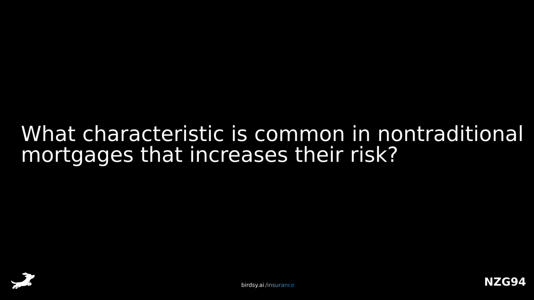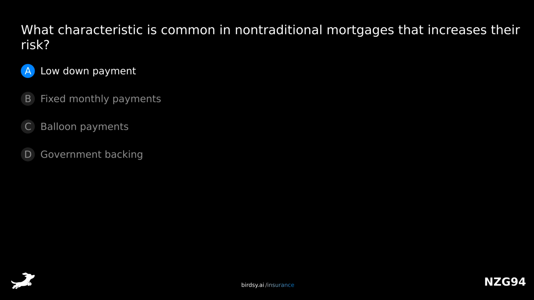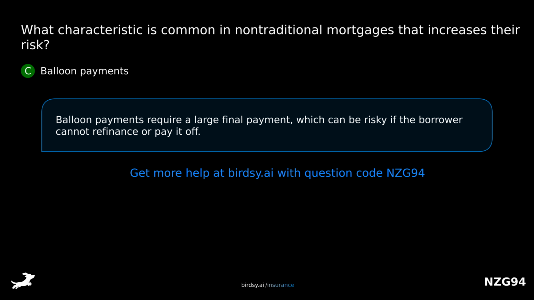What characteristic is common in non-traditional mortgages that increases their risk? Is it A, low down payment, B, fixed monthly payments, C, balloon payments, or D, government backing? The answer is C, balloon payments. Balloon payments require a large final payment, which can be risky if the borrower cannot refinance or pay it off.